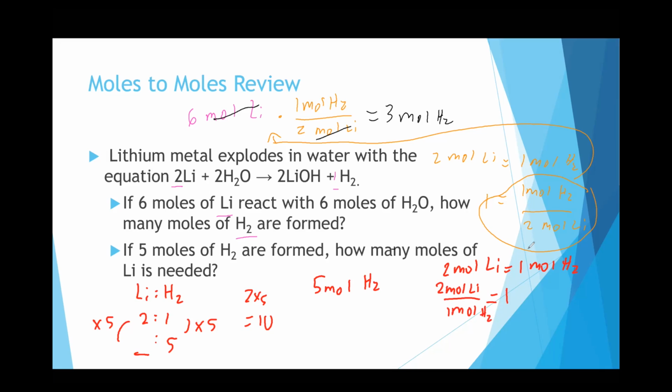We're basically just dividing moles of H2 on both sides, and we could use that as a conversion factor. So we multiply it with our 5 moles of H2. We cancel out that, so we're left with 5 times 2 is 10 moles of lithium. So those 2 approaches gave us the exact same answer.